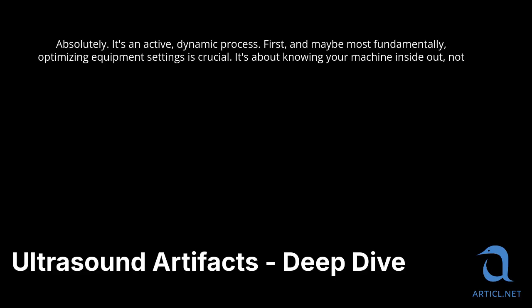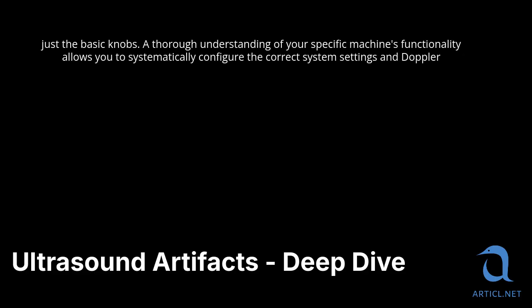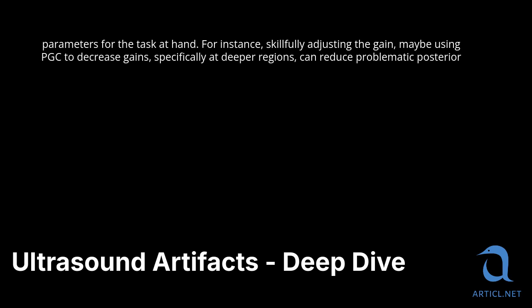First, and maybe most fundamentally, optimizing equipment settings is crucial. It's about knowing your machine inside out, not just the basic knobs. A thorough understanding of your specific machine's functionality allows you to systematically configure the correct system settings and Doppler parameters for the task at hand.